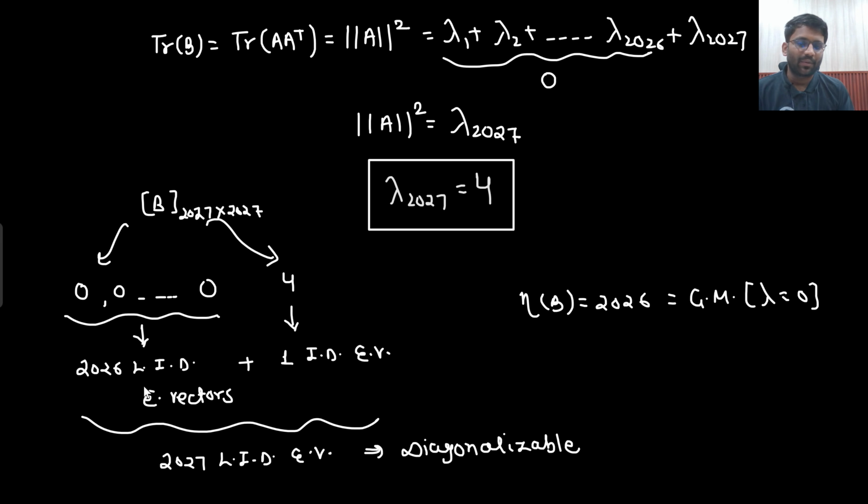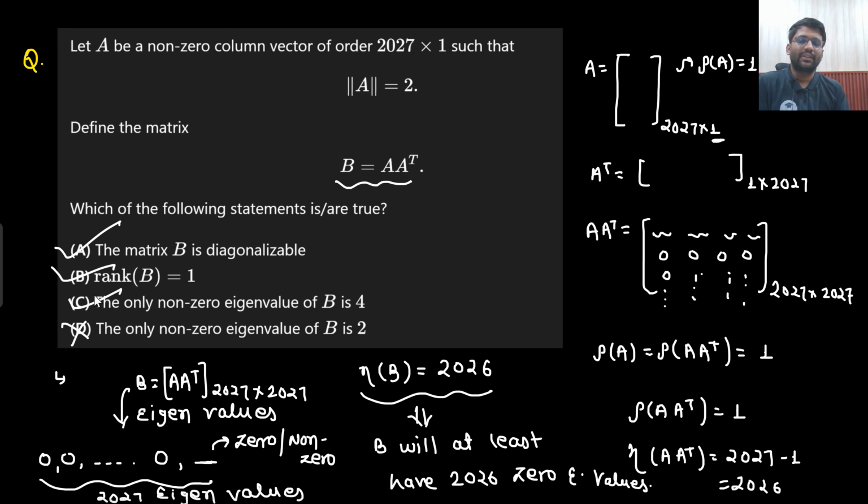And now we know the geometric multiplicity. That means we are getting 2026 linearly independent eigenvectors, and from the non-zero eigenvalue we are getting one linearly independent eigenvector. So in total 2027 linearly independent eigenvectors we will get. So A, B, C will be correct.